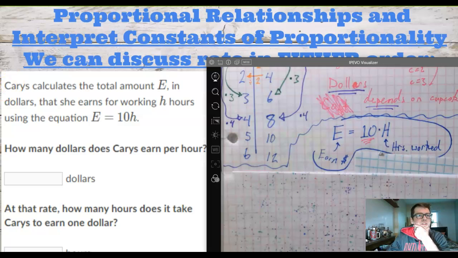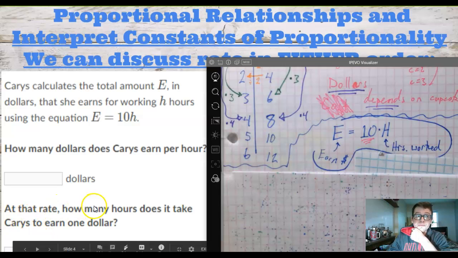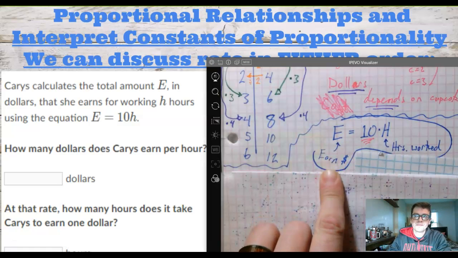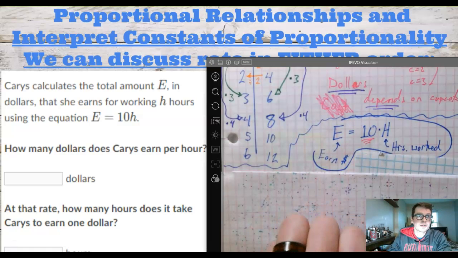I am going to break us into 2 breakout rooms and have us chat about this really quickly. So how many dollars does Carrie earn per hour? And at that rate, how many hours does it take to earn $1? Interesting. So see if you can even just figure out the first question. I'm only going to have you guys in the room for like a minute. Just go chat about what you think this means. E, the earning, is 10 times H.